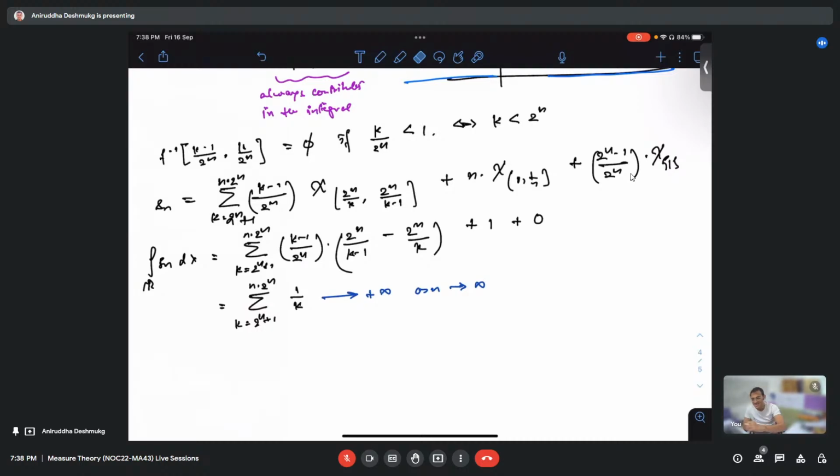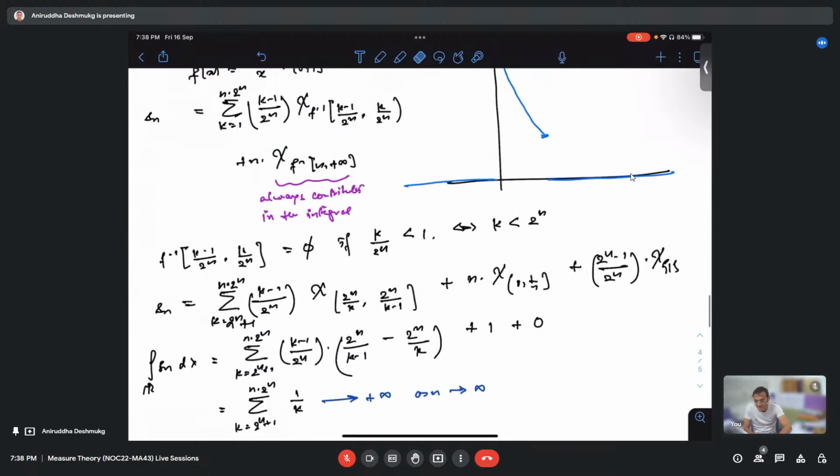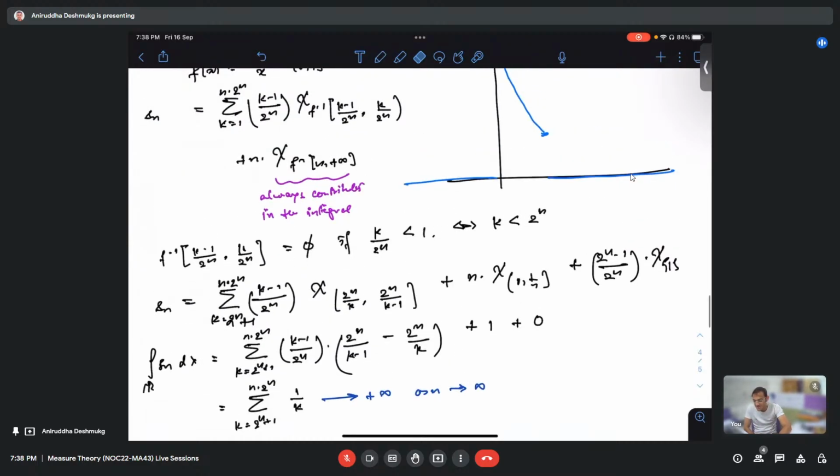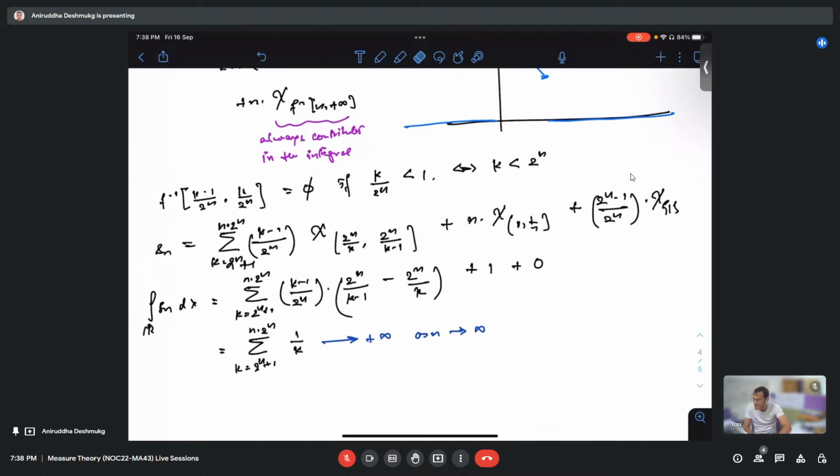No, that is not enough, right? This example precisely shows that, because 1 by x is measurable, but it is not lambda integrable. Lambda is the length, I mean the Lebesgue measure.